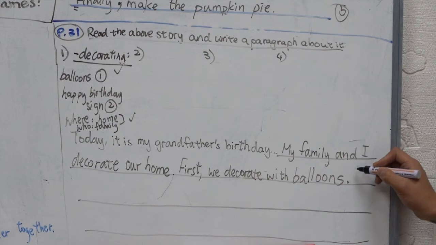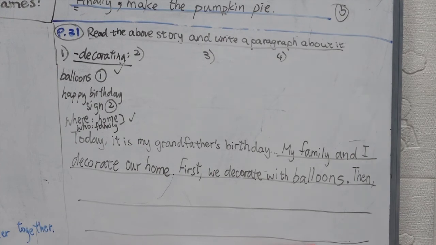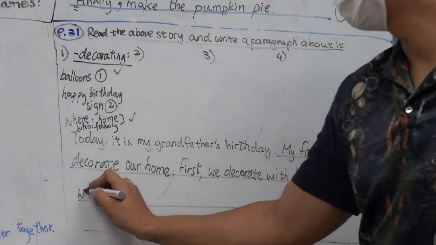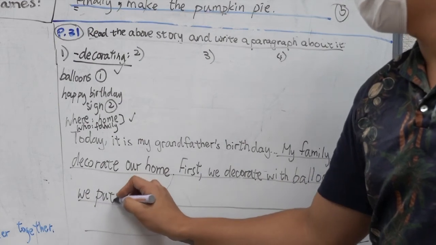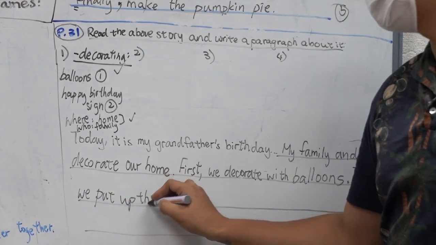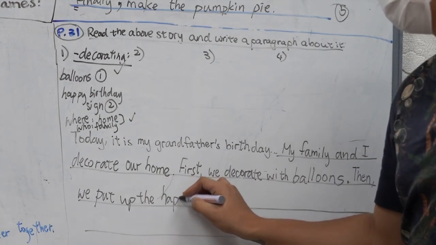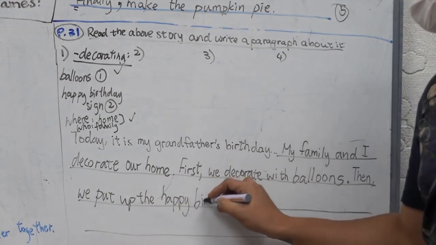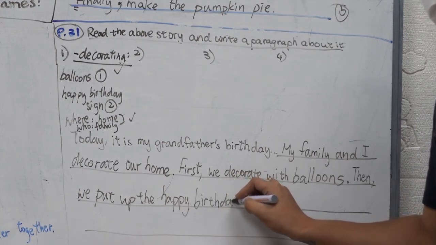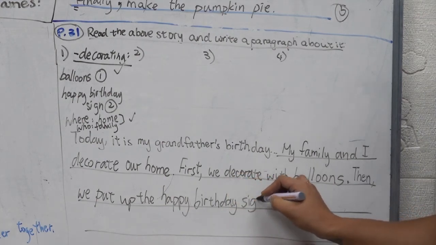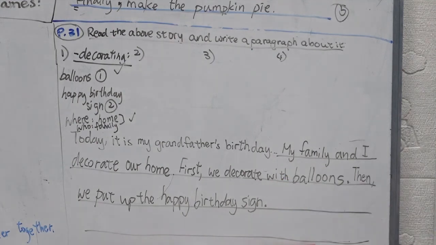What comes after first? Then, right? So THEN, comma. Then, what did you do? We, right? So we put up the what? The happy birthday sign. SIGN. Full stop. So you've done this already, right? So we have 2 actions in picture 1.